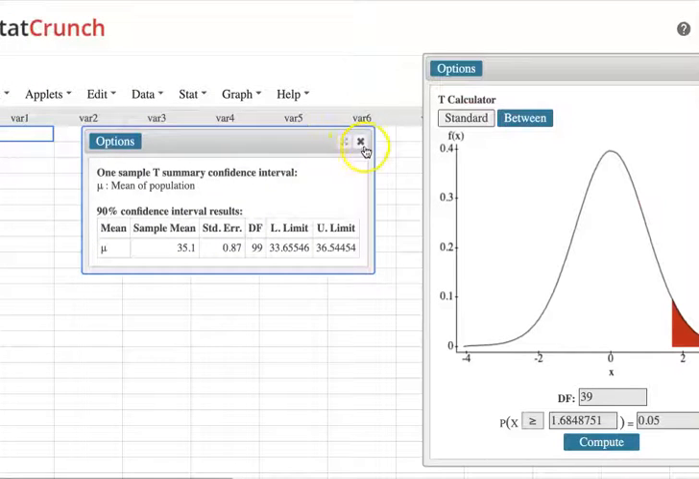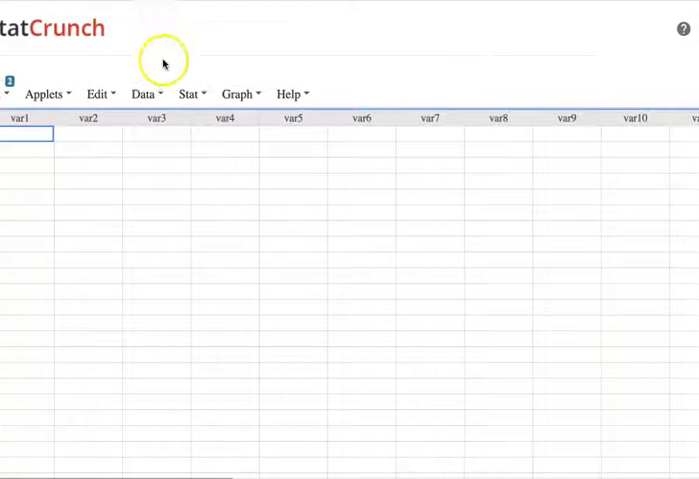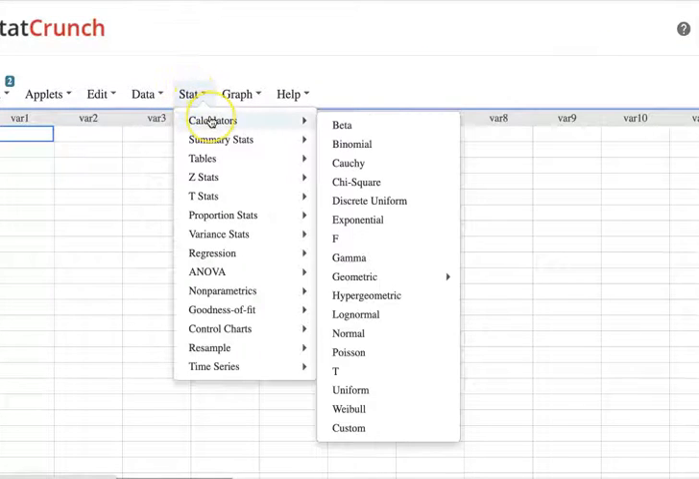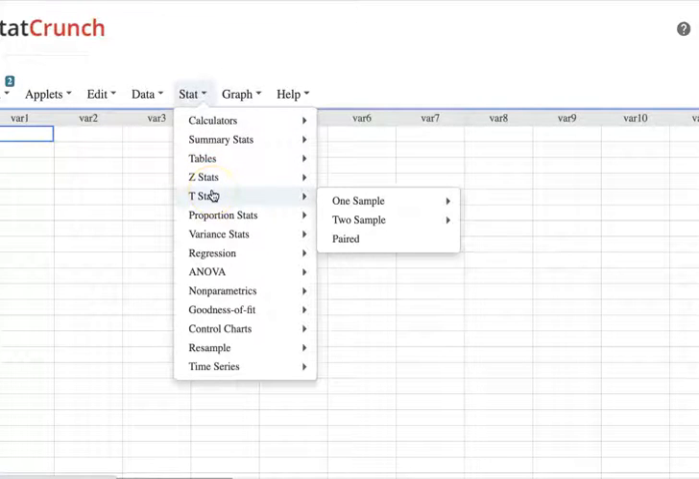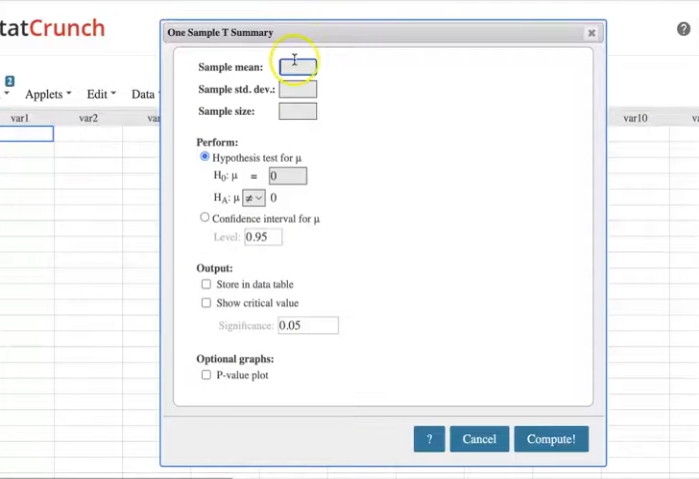So I'm going to go over to my StatCrunch here. I'm going to get rid of this because that was from the last problems. So I'm going to go into Stat and go to T-Stats. There we are, and then one sample. We're still with summary. So here's where I start writing down what I typed in.